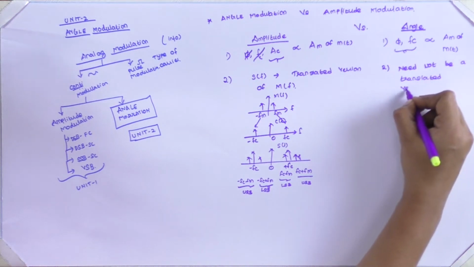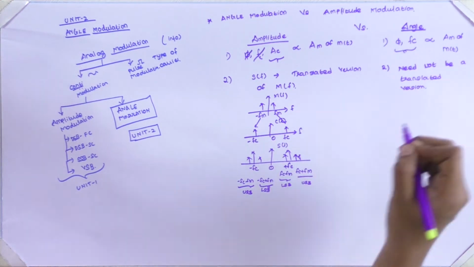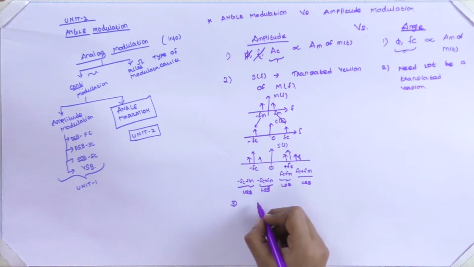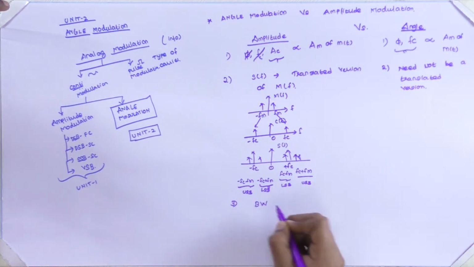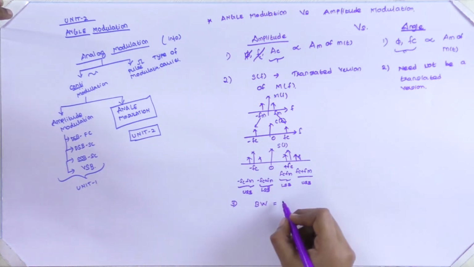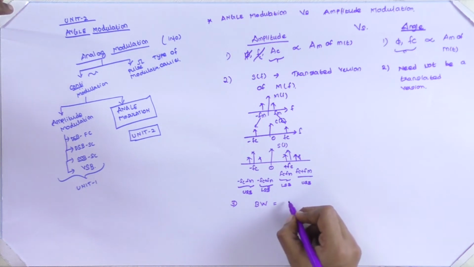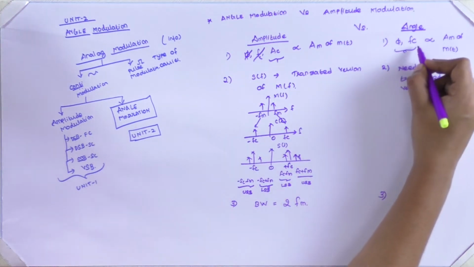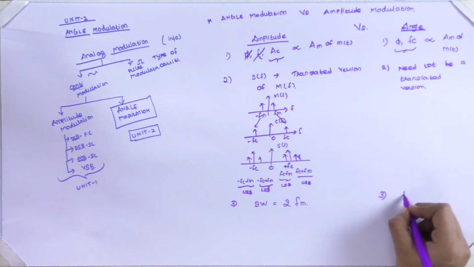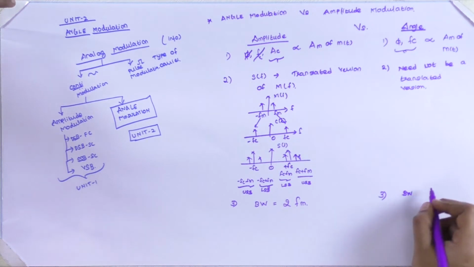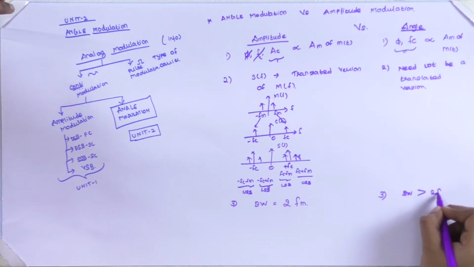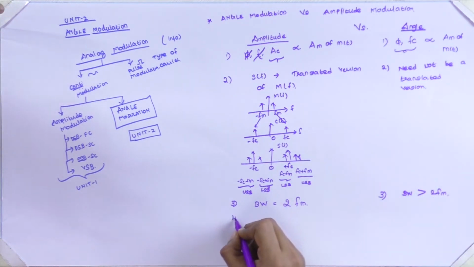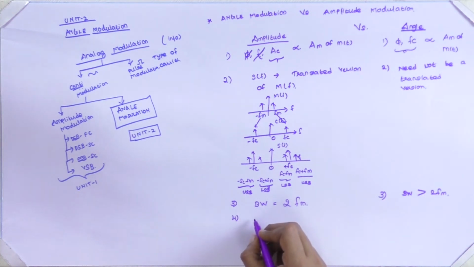The third point which we are going to discuss is bandwidth. Bandwidth is maximum for double sideband full carrier as well as double sideband suppressed carrier, twice the modulating frequency. Here, since we are going for frequency and phase changes, bandwidth is always greater than 2 fm. The fourth point is in terms of signal to noise ratio.